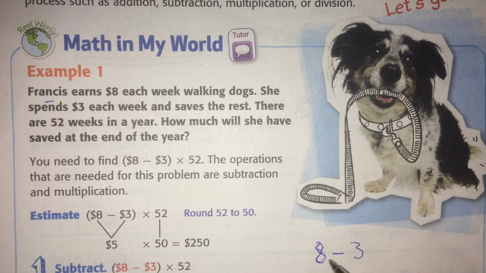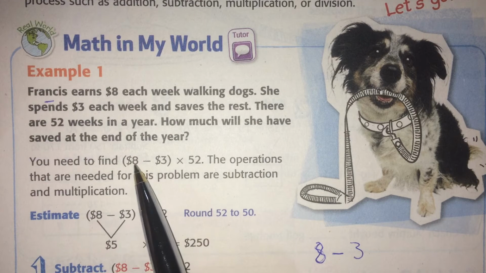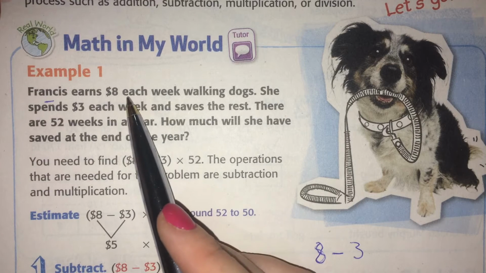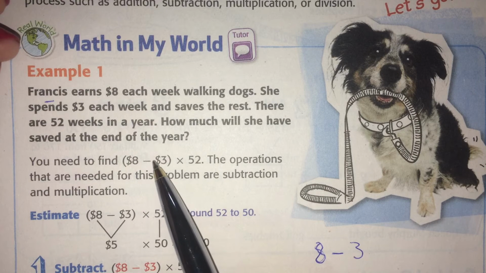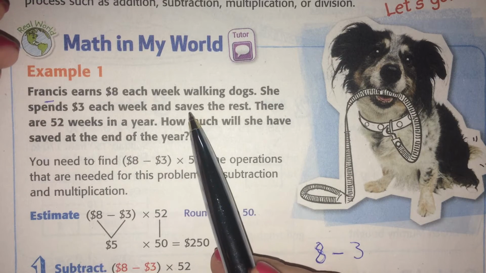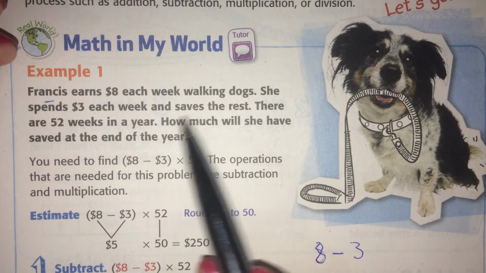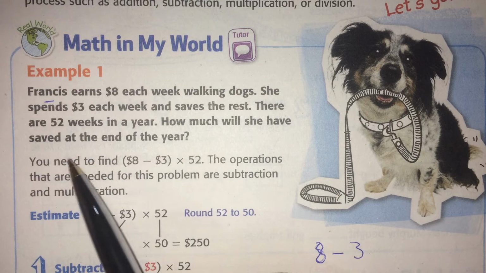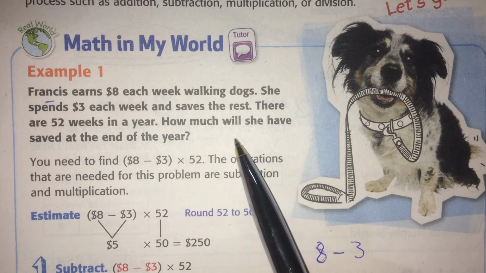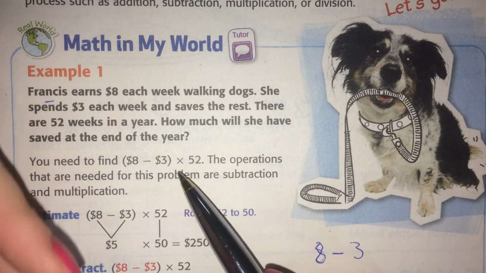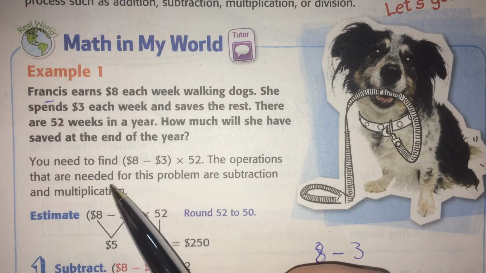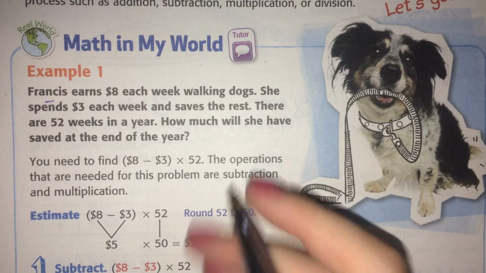Okay, so by the style of this problem, I'm realizing that I need to find 8 minus 3. Okay, how much she earns, how much she spends, and then what's left will be how much she saves. And then it wants to know how many weeks. Well, it's 52 weeks in a year, and how much will she have at the end of the year? So I need to multiply times 52. The operations that are needed for this problem are subtraction and multiplication.